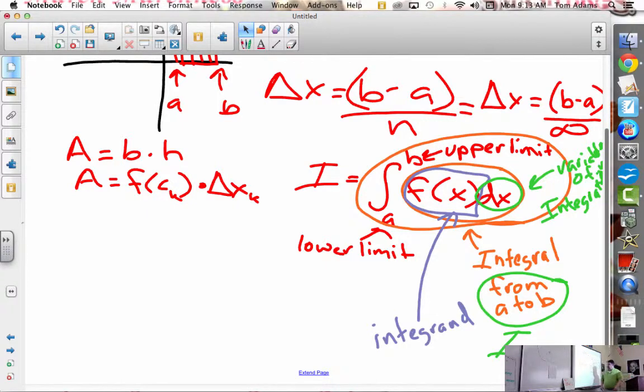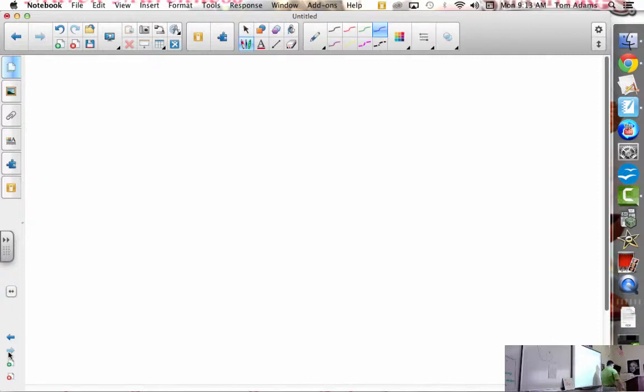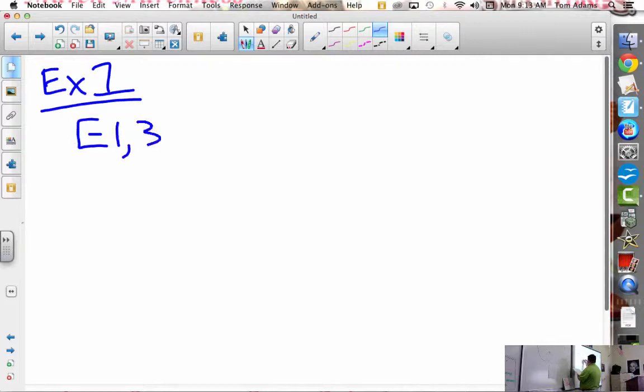So let's try one. So I did all that stuff to do this one example. Okay? So example number 1, we have on the interval from -1 to 3. And we're going to partition it n times such that delta x is equal to 4 over n. And then they just want us to write the notation.